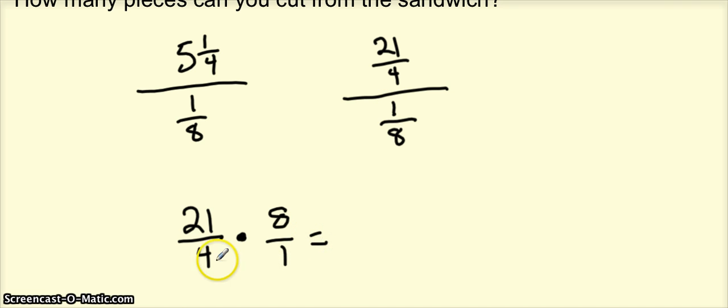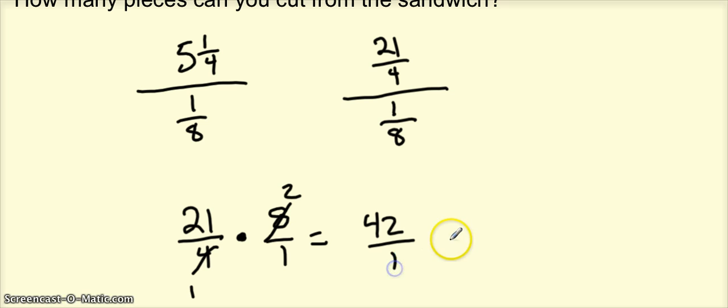Now from here, we could either just multiply across the top or across the bottom, but I see here that I've got 4 and 8. So both of these numbers can be divided by 4, so I'm going to simplify now. 4 divided by 4 is 1. 8 divided by 4 is 2. Now this makes the math a lot easier. 21 times 2 will give me 42, divided by 1, which is just 42 pieces.